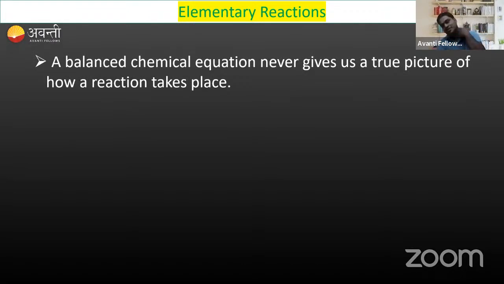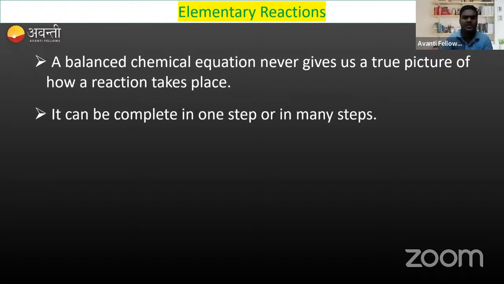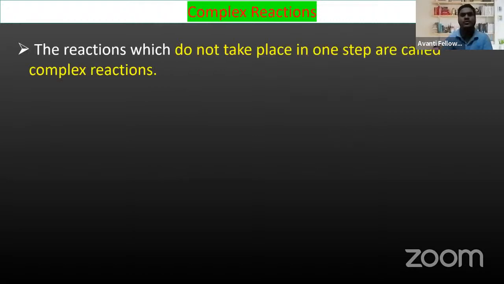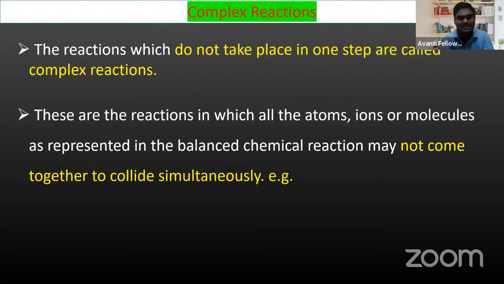A balanced chemical equation never gives us a true picture of how a reaction takes place, right? Whenever an equation is balanced, it will not give us a true picture of how the reaction takes place. It can be completely in one step or it can take more than one step. We can't get any idea by just looking at the balanced equation. The reaction taking place in one step is called an elementary reaction, and the reaction that takes place in more than one step is called a complex reaction.